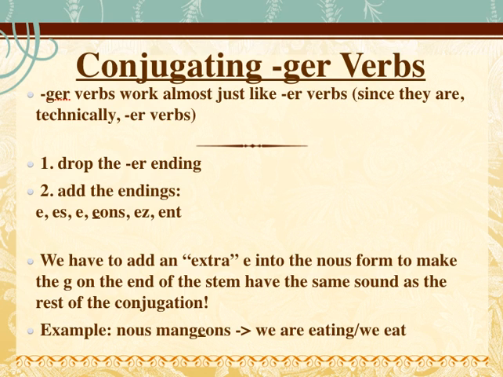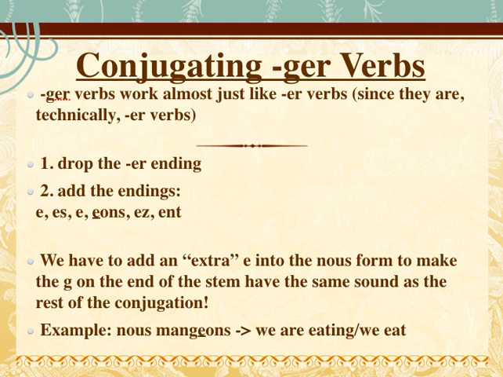You see, the letter G in French can make two different sounds. It can make a hard G or a soft G, a G sound or more of a J sound. In French, we determine which one of those sounds we're going to make by which letter follows the G. So we want to make sure that the same letter is always following the G in a GER verb so that our G doesn't change sounds.